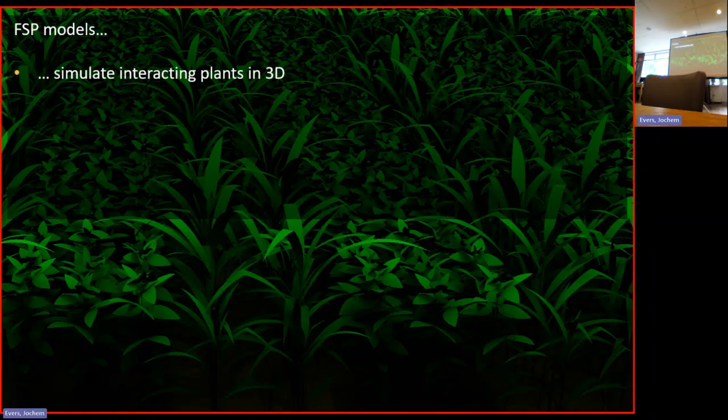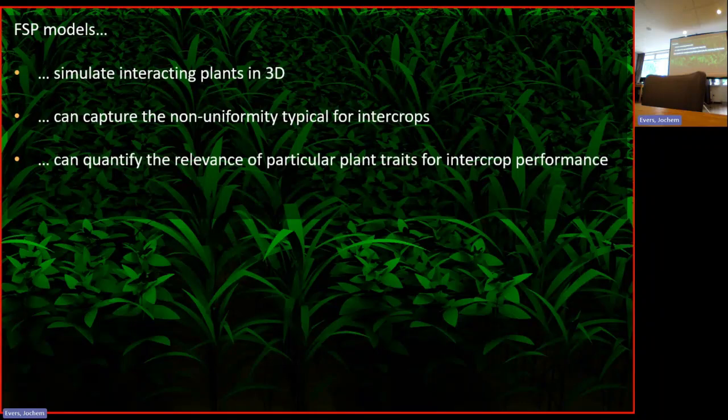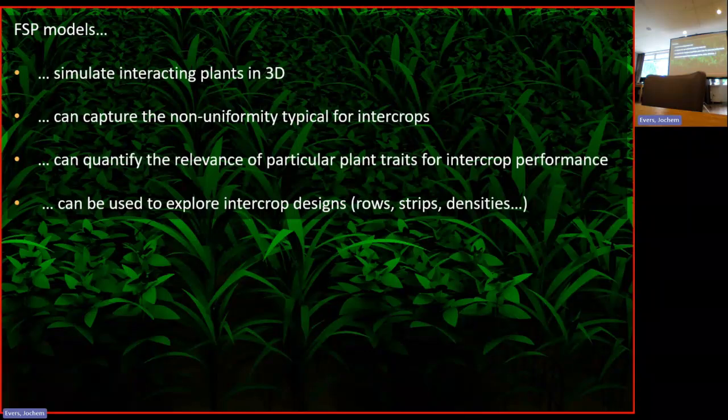So in short, what do functional structural plant models do? They simulate plants interacting in 3 dimensions for resources. They are very well suited to capture the non-uniformity that is so typical for intercrops. For many intercrops, even the fully mixed intercrops, they are not as uniform as a monoculture, right? So they're really very well suited for that type of canopies. You can use them to quantify the relevance of particular plant traits for intercrop performance. We've seen the tillering example, but also the root angle example. And they can be used to explore intercrop designs.